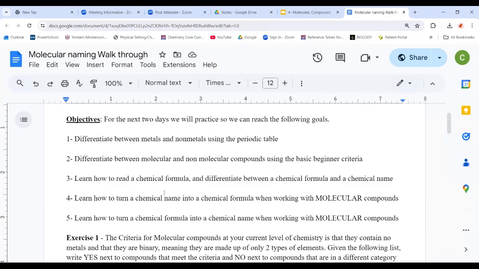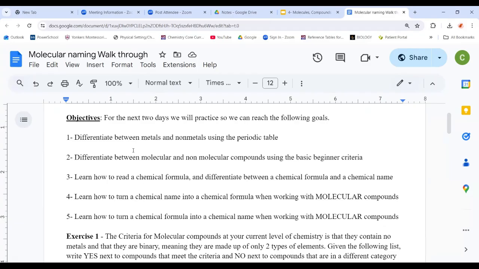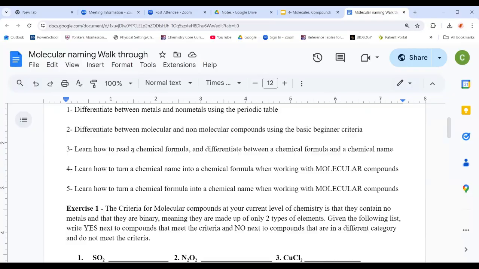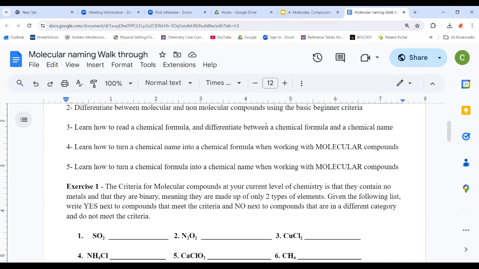So please read. Your goals here are that you have to be able to use your knowledge of the periodic table to tell the difference between metals and nonmetals. If you can't, then you're going to have trouble putting things into categories, and then you won't use the right naming rules. So there's different sets of rules depending on different types of compounds. So you have to tell the difference between molecular and non-molecular compounds using two basic criteria, which are in the worksheet.